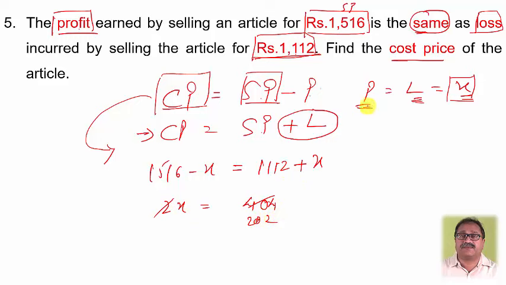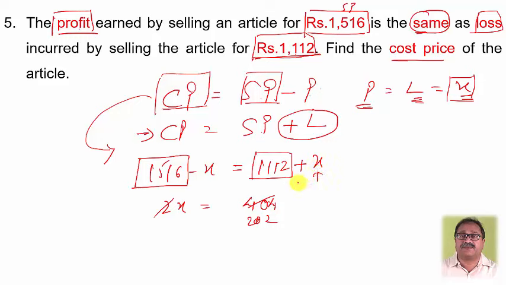What is the question? Find the cost price of the article. I know that when the selling price is 1116, there is a profit. And how much profit? x, which is 202. So if I take out 202, I will get the cost price. Or here, 1112 is the selling price. From this selling price, if I add this loss, which is x, I will get the cost price.